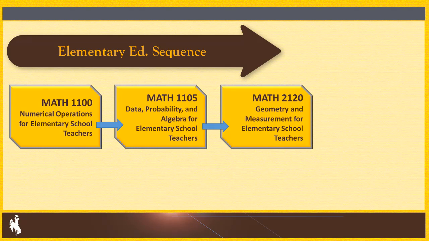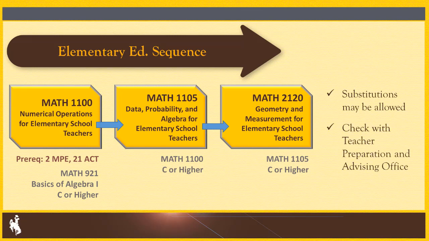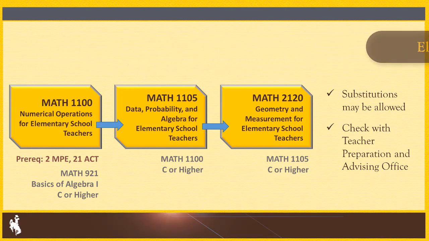Math 1100 has prerequisites of a 2 MPE, a 21 ACT math score, or a grade of C or higher in Math 921, Basics of Algebra 1. Math 1105 requires a C or better in Math 1100, and Math 2120 requires a C or better in Math 1105. Some substitutions are allowed. Please check with the Teacher Preparation and Advising Office in order to best place a student who wishes to change their major to elementary education and who has taken previous non-education math classes.